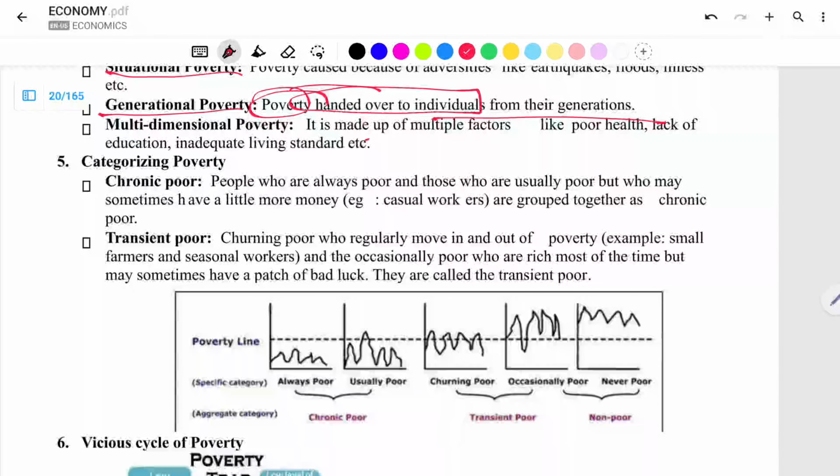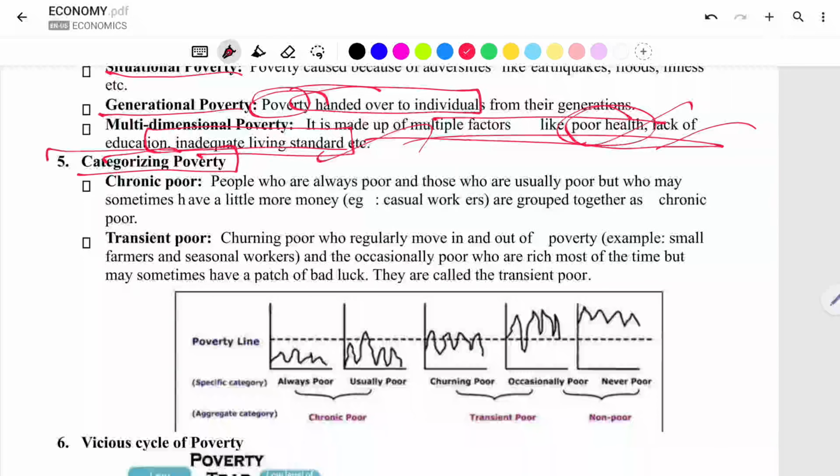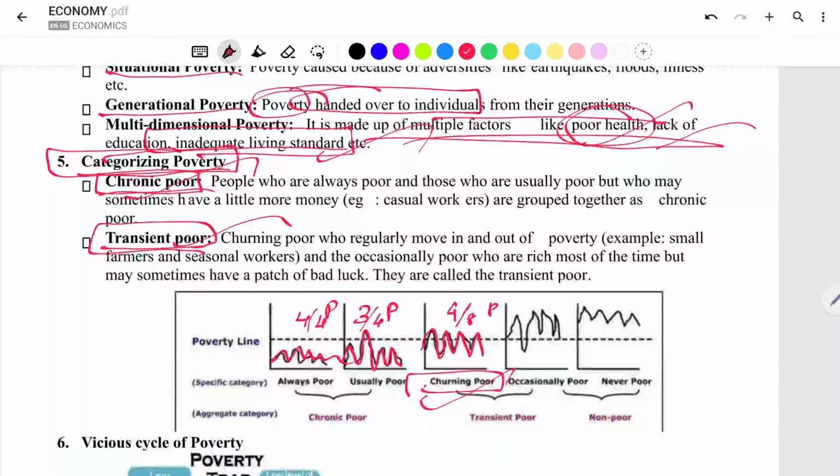What is multidimensional poverty? It is made up of multiple factors like poor health, lack of education, inadequate living standards, etc. And categorizing poverty, when we are classifying poverty, we look at chronic poor and transient poor. Chronic poor means always poor. Usually poor is 3 out of 4. Always poor is 4 out of 4. Churning poor is 4 out of 8. Occasionally poor is only one time poor, so 1 out of 4. Transient is when we have churning poor and occasionally poor.